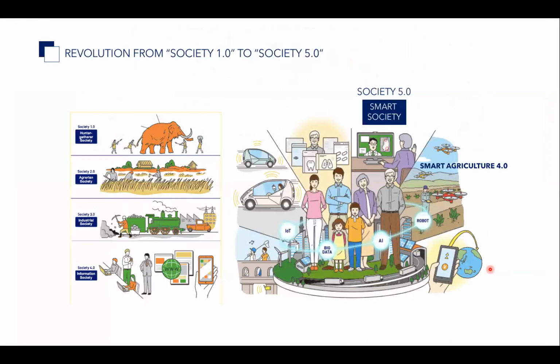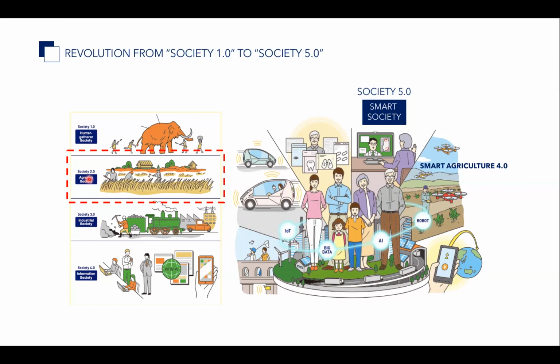Okay. And also we talk about the revolution from society 1.0 to society 5.0. We know that in these figures there is a transition from 1.0 to 5.0. I think this is a topic of 5.0, which we call the smart society. There is smart agriculture 4.0 in there, with IoT, big data, artificial intelligence, robotics, etc.